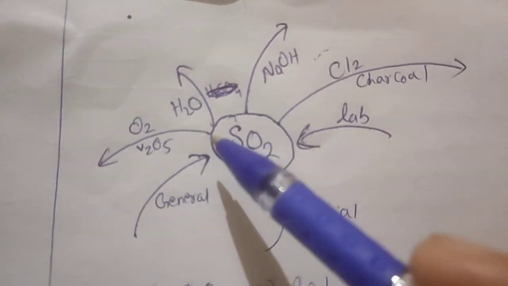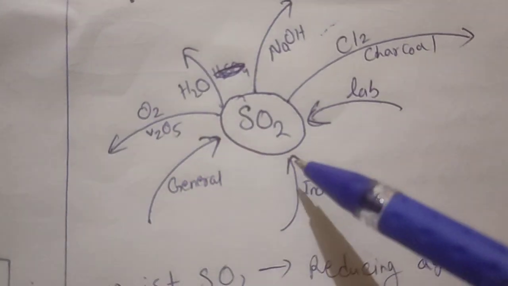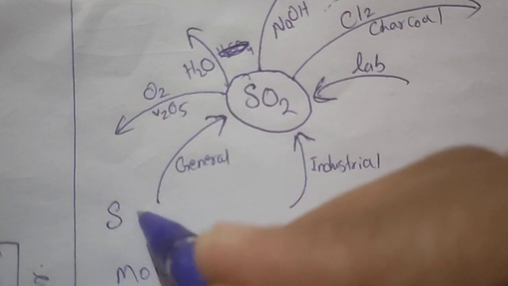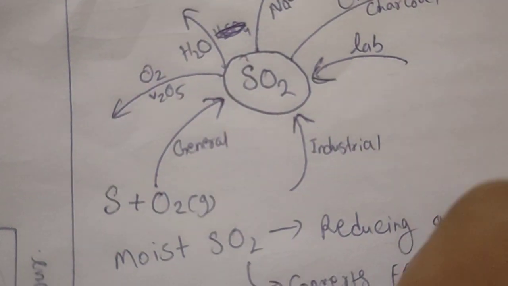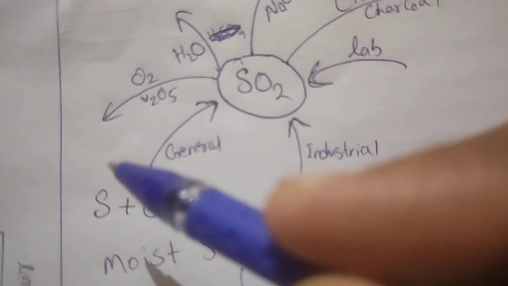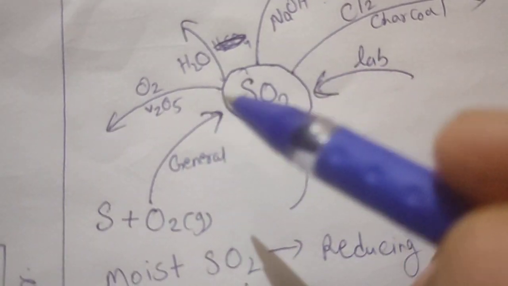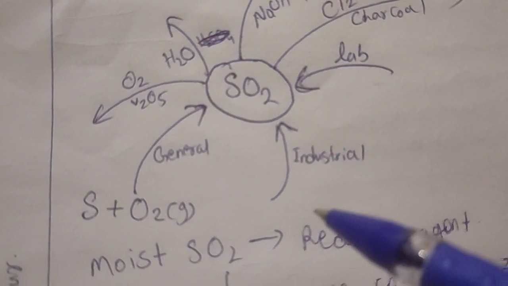Sulfur dioxide preparation. There are three methods: general method, industrial method, lab method. Now general method is what? Here sulfur is just burned in air, right, to give SO2. Now it also forms SO3, like 6 to 8% SO3 along with this when sulfur is burned in O2.